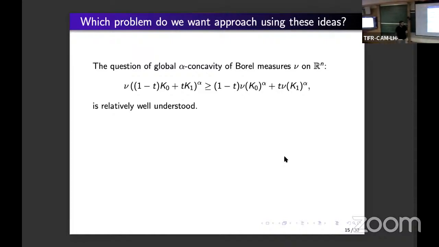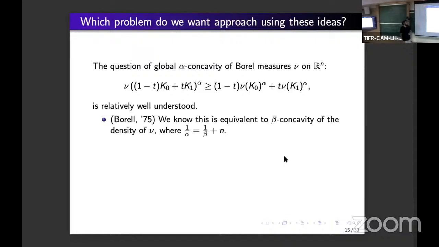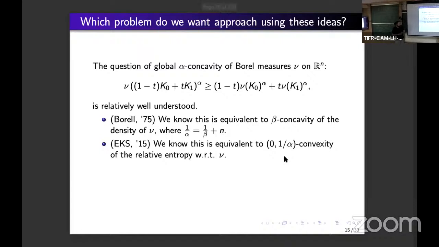So this question is kind of well understood at the level of densities, where it was proved by Borell that this can be described equivalently in terms of the density of nu. And it is implicit in the work of Erbar, Kuwada, and Sturm that you can describe this using a concavity property of the relative entropy. Please note that I have not yet defined relative entropy. But this is the kind of thing that I want to look at.